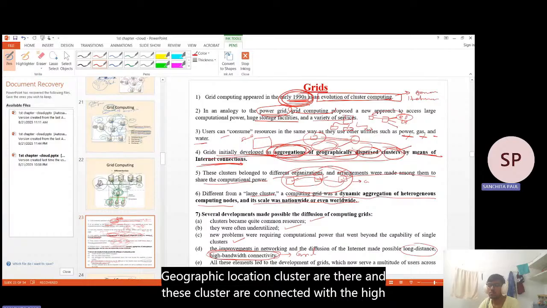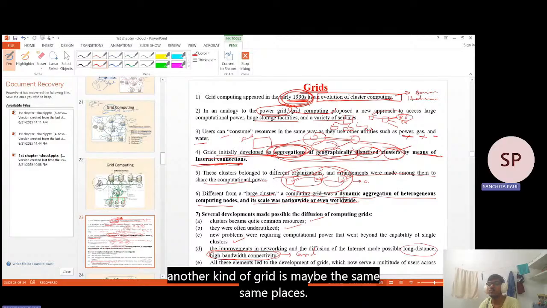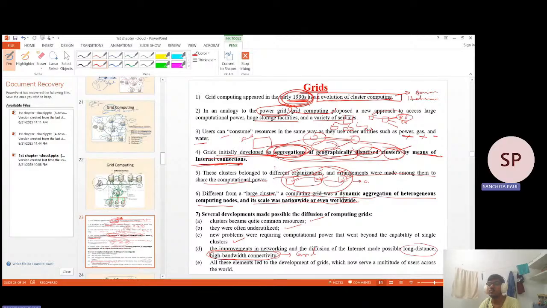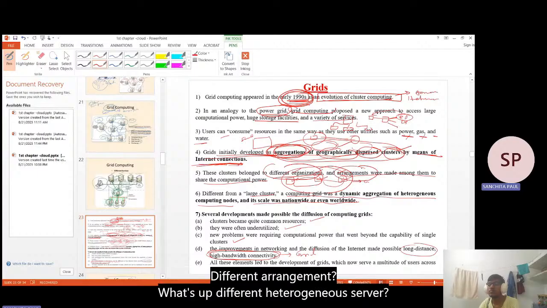तो ये हो गया डिफरेंट ज्योग्राफिक लोकेशन क्लस्टर आर देयर एंड दिस क्लस्टर आर कनेक्टेड विद द हाई कॉन्फ़िगरेशन इंटरकनेक्शन नेटवर्क। तो दिस इज अ वन काइंड ऑफ ग्रिड। और अनदर काइंड ऑफ ग्रिड इज maybe the same places, different organizations use different kinds of arrangement, मतलब different heterogeneous servers. अब suppose IBM has one, IBM has a file server and HP uses a web server.